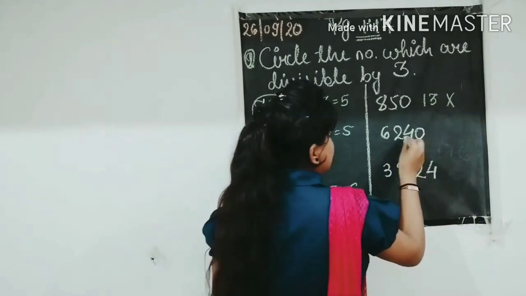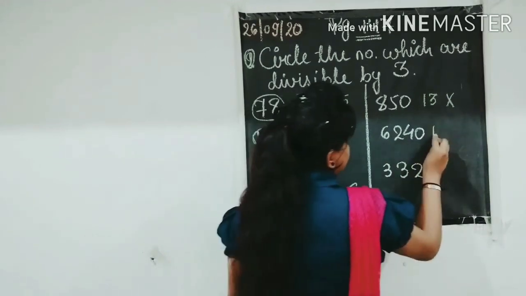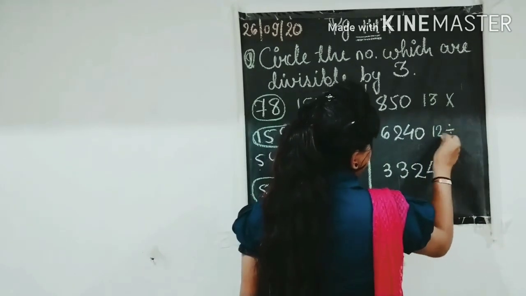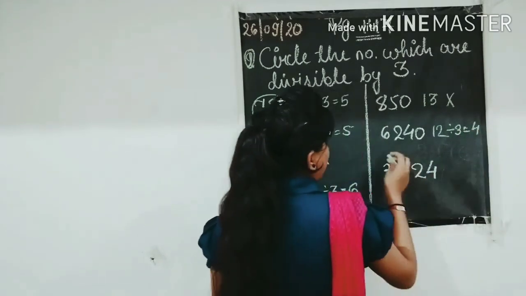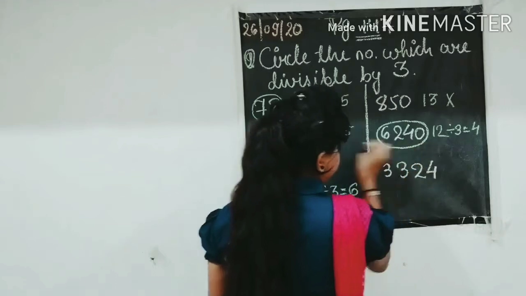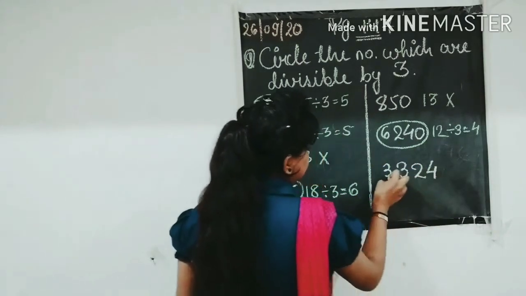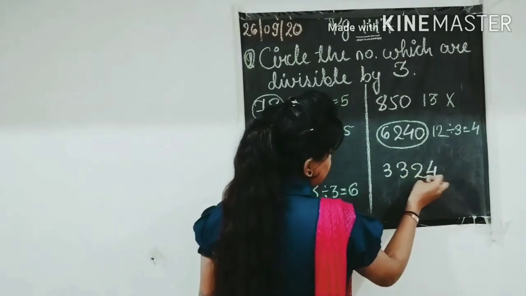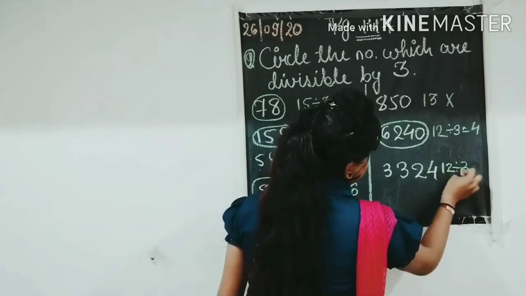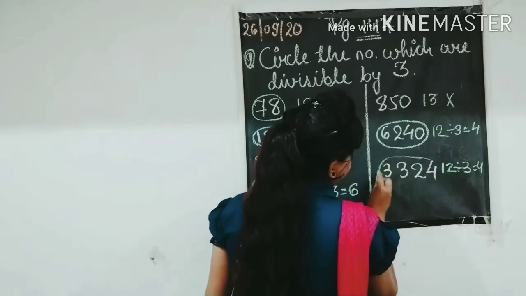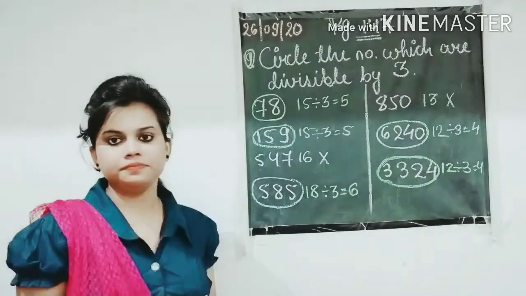Next number is 6240. 6 plus 2 is 8. 8 plus 4 is 12. 12 is divisible by 3. How many times? 4 times. So circle the number. Next number is 3324. Add the digits. 3 plus 3 is 6, 7, 8, 9, 10, 11, 12. Again 12. That means 12 is divisible by 3. So circle the number.